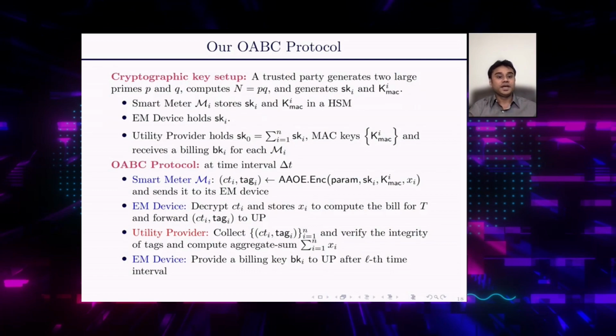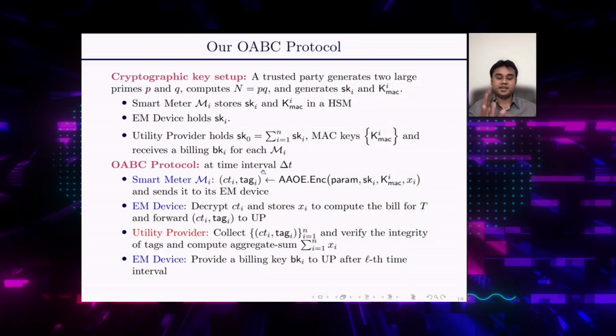In our protocol, there are basically two main phases. One is the key setup phase, which is the initial phase and needs to be done only once. This explanation is based on the JL AOE scheme, but it can be generalized for any AOE scheme. The utility is a trusted setup who generates two large primes P and Q and computes N. It also generates the AOE key for each smart meter and a MAC key. The smart meter stores this SKi and the MAC key in the HSM, and the EM device holds the SKi, the AOE encryption scheme's key. The utility provider holds the secret key or aggregation key and all the MAC keys.